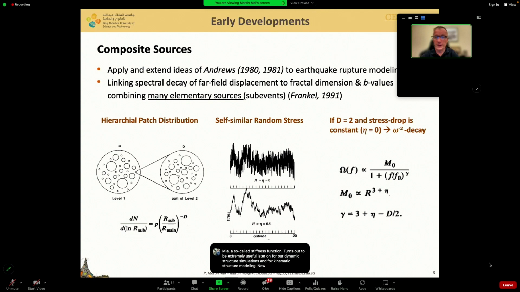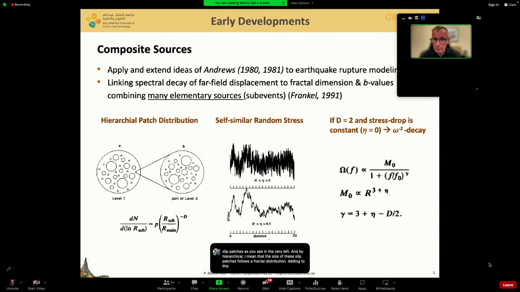Now, this idea of Andrews was then first really taken up by Art Frankel in his famous paper from 1991, in which he linked the spectral decay of far-field displacement to a fractal dimension and the b-values by combining many elementary sources. He called these sub-events, and he developed this hierarchical distribution of these slip patches, as you see in the very left. And by hierarchical, I mean that the size of these slip patches follows a fractal distribution.